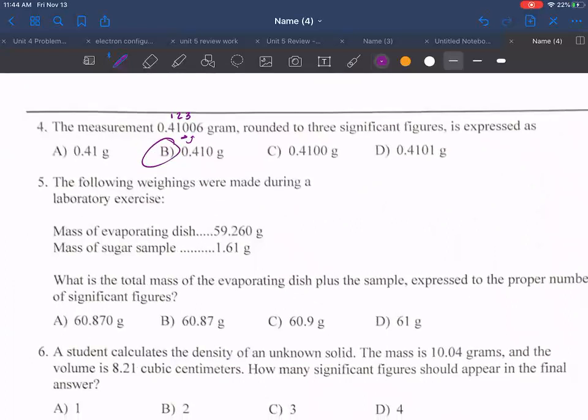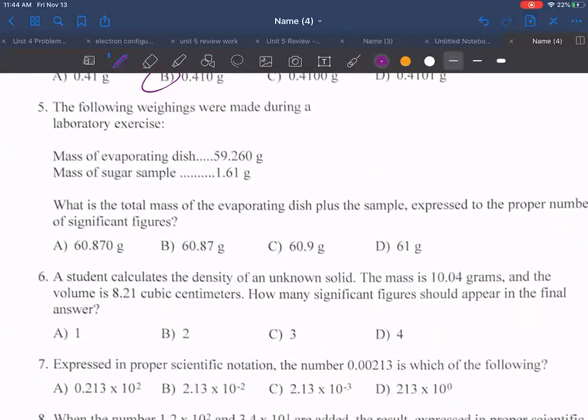The following weighings were made during a laboratory exercise, and so in this case, it's another addition. And so we are limiting to 2 places after the decimal because that's the least. And so you guys should have gotten B.